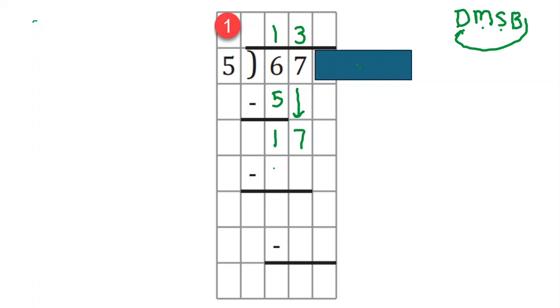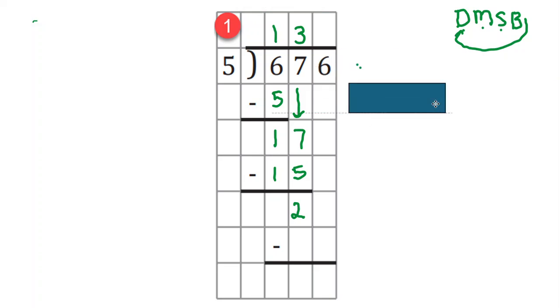What's 3 times 5? Yeah, right. That's 15. Okay, and now the next step up here says that we should subtract. So what's 17 minus 15? Right, that's a 2. Okay, now we're ready to see, is there anything else that we can bring down?